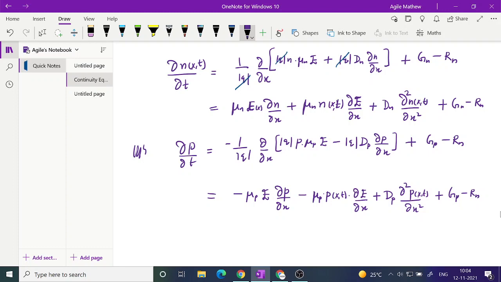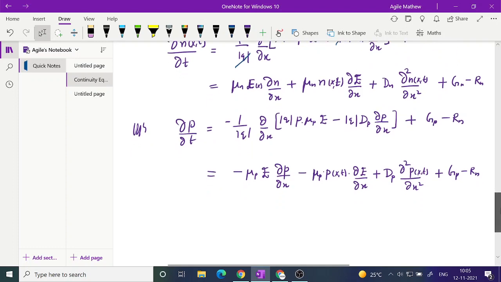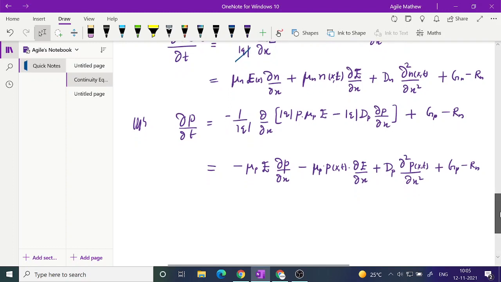So as you can see that there are two negative signs here. Any questions so far? Are you with me? Are you able to follow? Let me know if you have any questions. Any questions? Are you with me? Yes, sir. Okay.